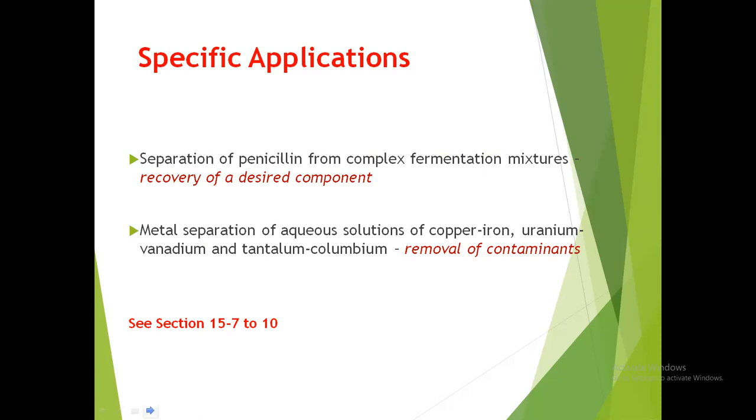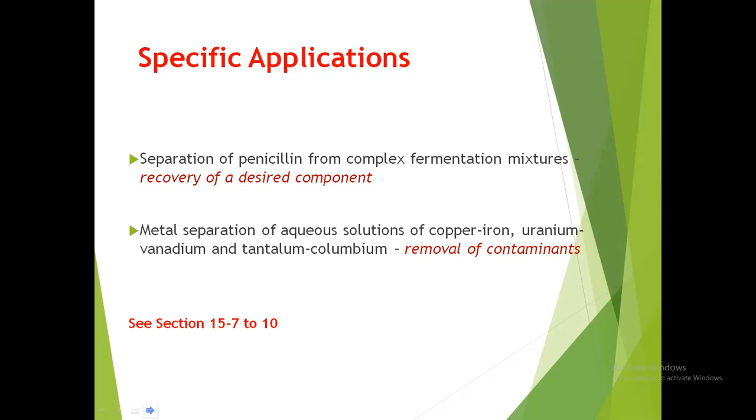Another one is the metal separation of aqueous solutions of copper-iron, uranium-vanadium, and tantalum-columbium metal pairs. So if you want to separate these metals in their solution, then we can use liquid extraction, of course using a solvent that has a high affinity to just one of the metals in this mixture. So for example, you look for a solvent that has a high affinity to iron, so you'll be able to take out iron from the copper-iron mixture. So in this case, your objective is to separate iron, or let's say to separate copper from iron, whichever of the two you consider as the contaminant.